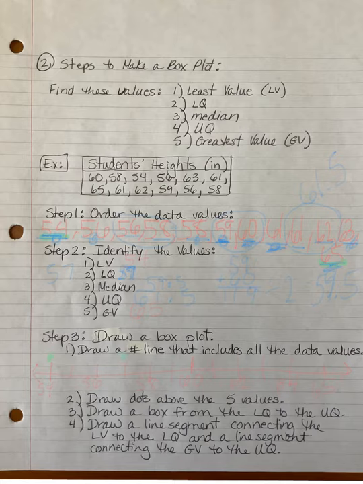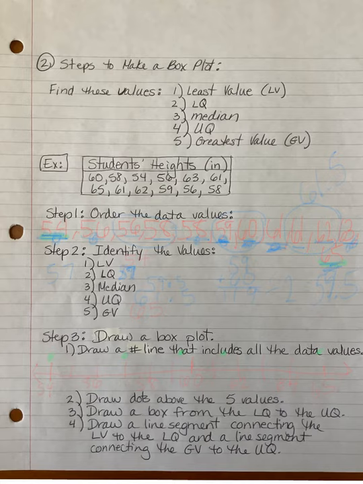The median is 59.5, so you have to kind of estimate where that's at. Then the upper quartile is 61.5, and the greatest value is 65. So I drew a dot above all the numbers.